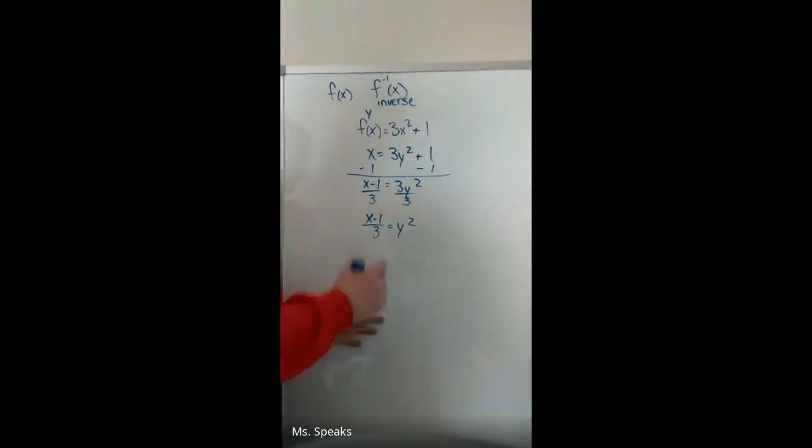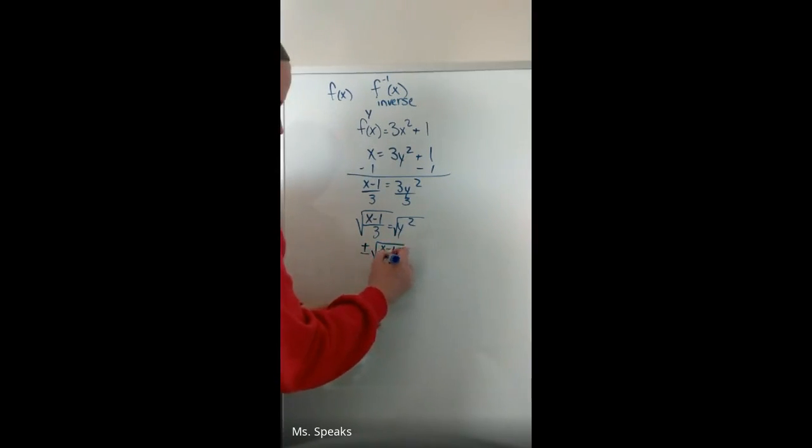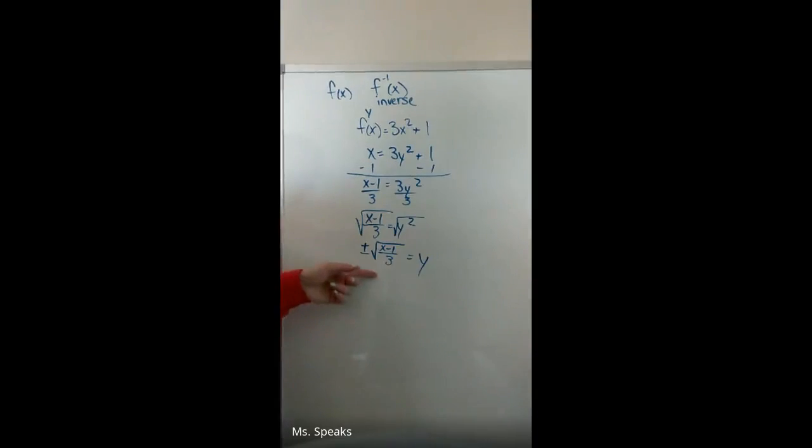And then the last thing I have to do, get rid of the squared part, is take the square root. Anytime you're taking the square root, it has to be plus or minus. So plus or minus the square root of x minus 1 over 3, that is equal to y. Okay, and so this is the inverse. And we would say this one is not a function.